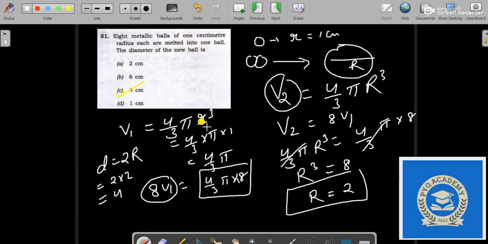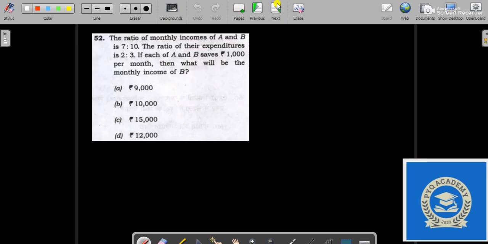So let's move to our next question. In the next question, it is given that the ratio of monthly income of A and B is 7:10 and the ratio of expenditure is 2:3. Each of A and B saves rupees 1000 per month. Then what will be the monthly income of B?